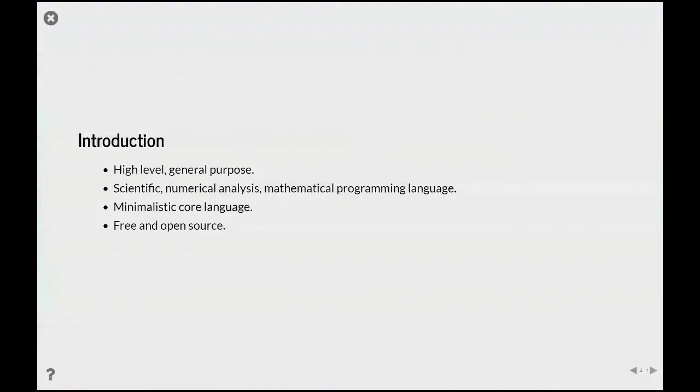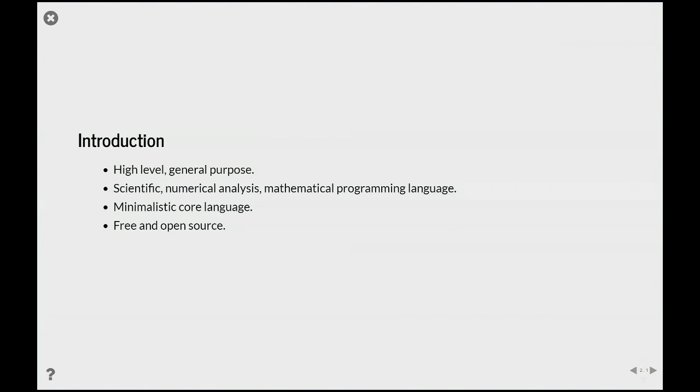So what is Julia? Julia is a high-level, general-purpose dynamic programming language. It was designed as a kind of catch-all language to try and get some power and some speed into more typical numerical languages like Python. It's used for scientific purposes, numerical analysis. It's considered a mathematical programming language, and you can tell that by its syntax that is slightly different than other languages.